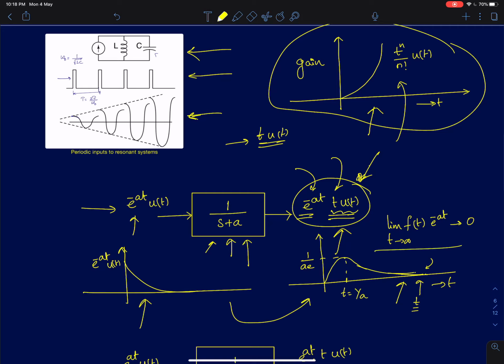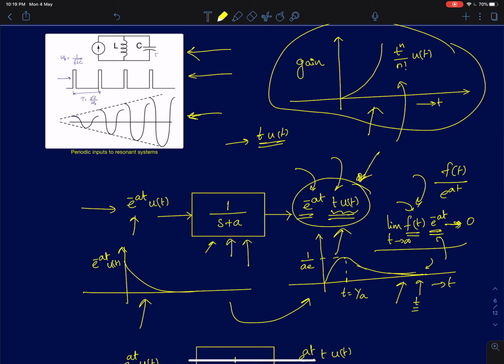So I've shown a very simple theorem here: the limit as t tends to infinity of f of t into e power minus at. I'm multiplying an increasing function f of t with e power minus at, and if this limit tends to 0, then such functions are called functions of exponential order. These functions are increasing, but they don't increase at a rate greater than the rate of decrease of an exponential function. Or I can write it this way, f of t divided by e power at.